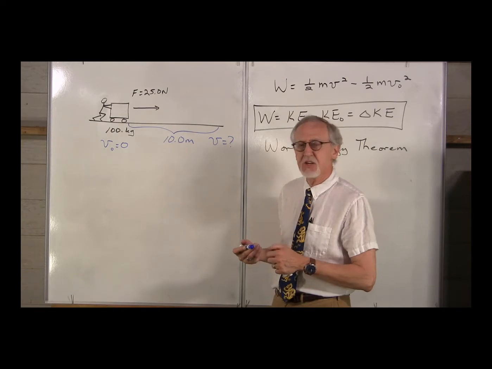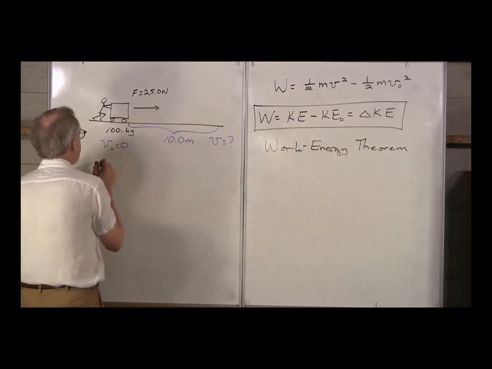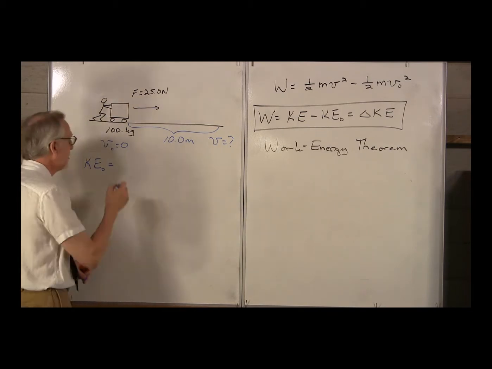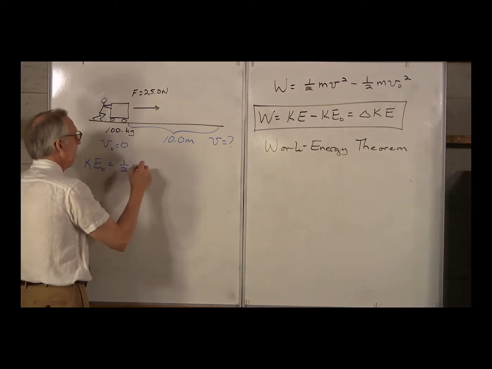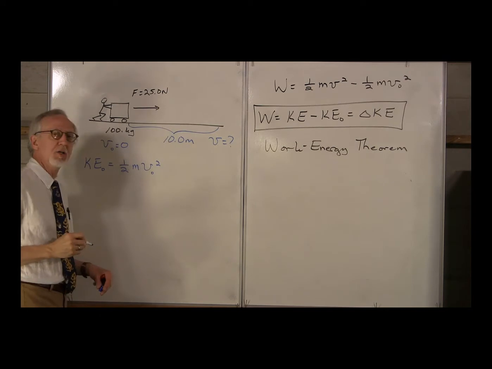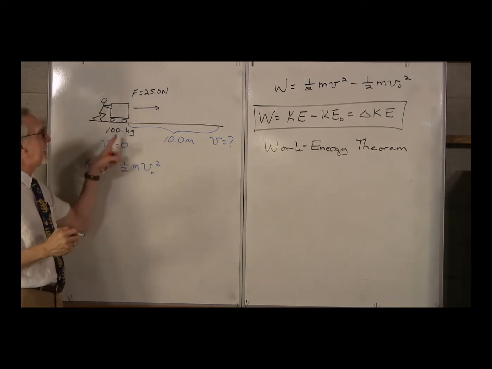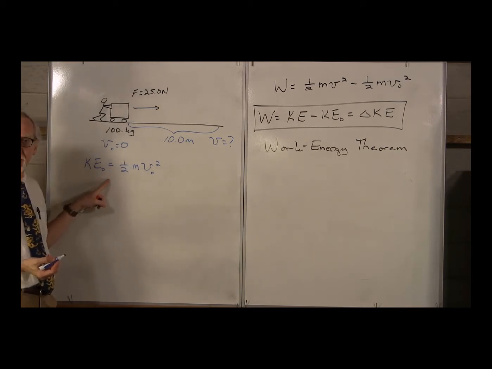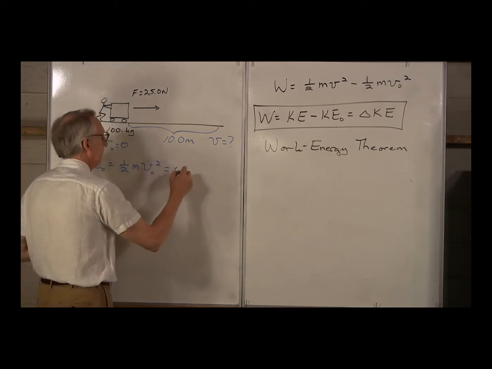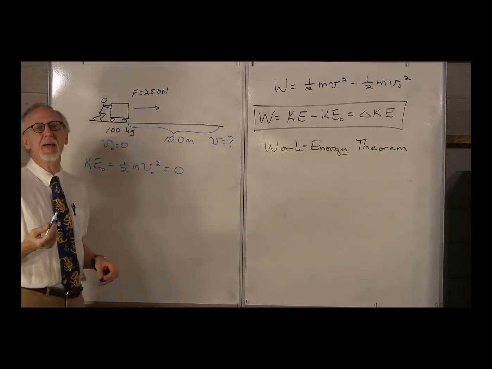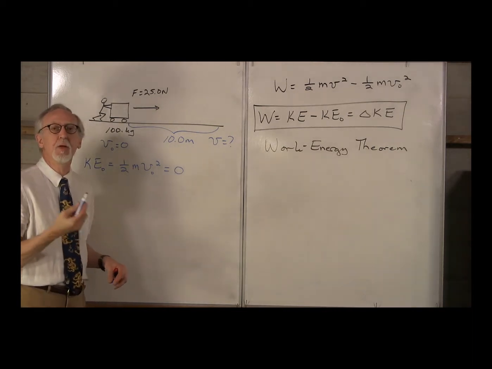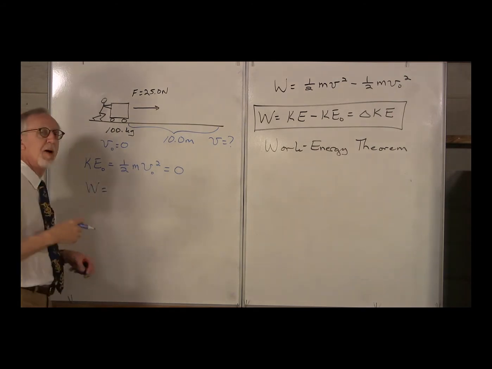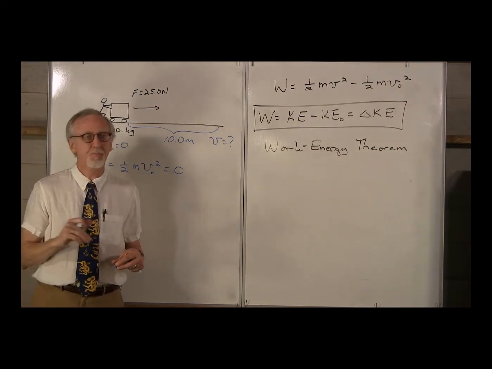First of all, what's the initial kinetic energy? The initial kinetic energy is 1/2 m v initial squared. Assuming that it starts from rest, the initial velocity is 0. So what's the initial kinetic energy? It's 0. So our initial kinetic energy is 0. What is the work done? How much work is done? Remember, work is the net work.